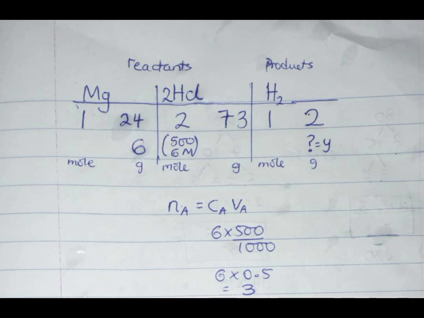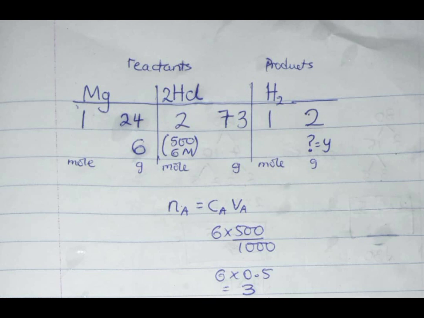So we'll find the number of moles using CaVa. The number of moles Na equals CaVa. Then you solve. Make sure your volume, if it's in cm³, is divided by 1000. So when we solve, we got 3. Because we know it's relating to moles, that 500 cm³ will be kept under the mole part of HCl, because that's what you can use to derive the mole.